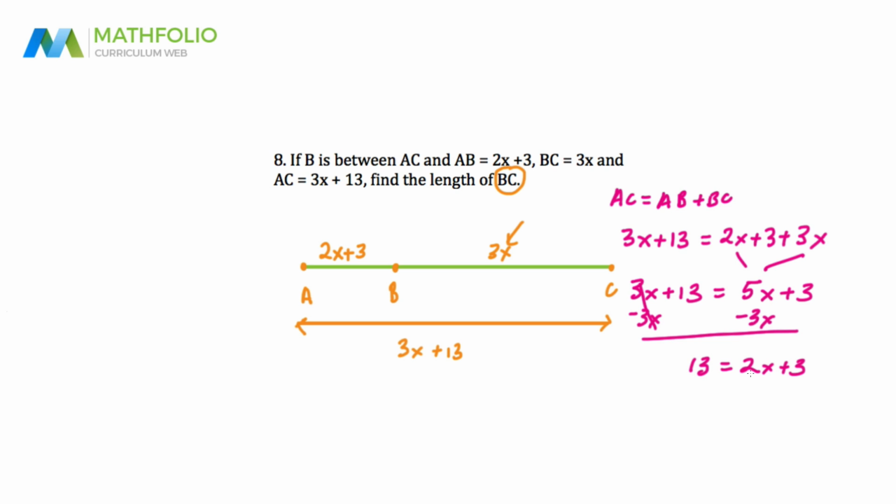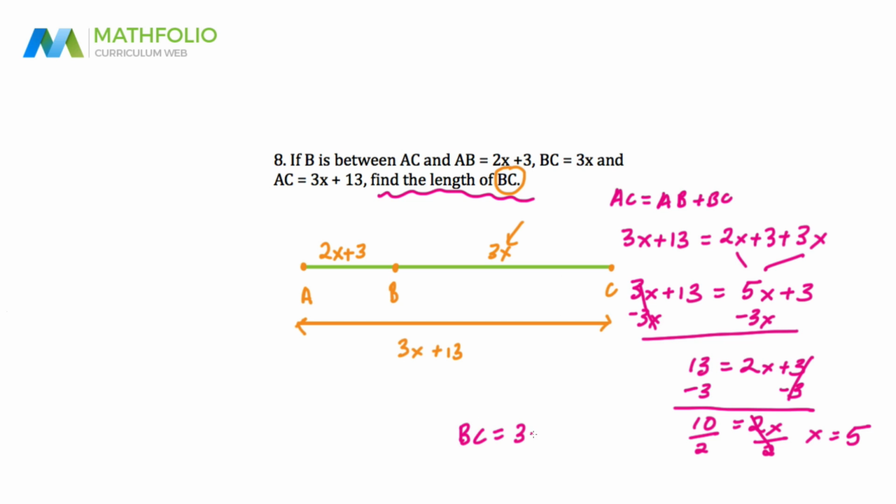So the x is being multiplied by 2 and then added to 3. We're going to undo the last thing first, so that kills off these 3's. We've got 2x equals 10. X is being multiplied by 2, so we do the inverse, divide by 2. Whatever we do to one side, we do to the other. So we end up with x equals 5. Now don't forget, the question asked us to find the length of BC. So BC equals 3x, which equals 3 times 5. We found out x was 5. So therefore, BC equals 15. And that's our final answer for question number 8.